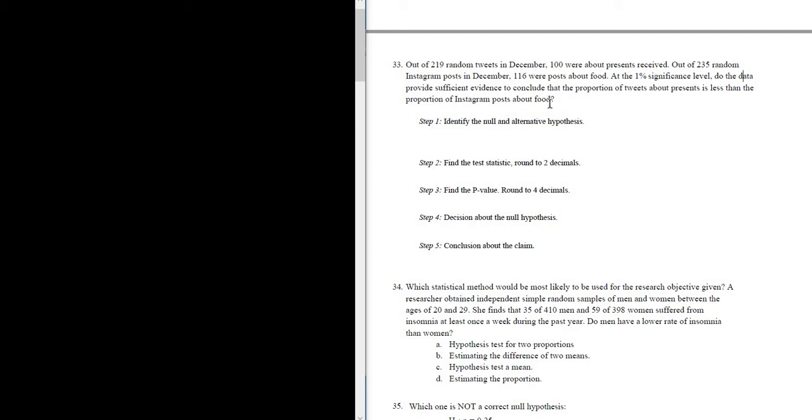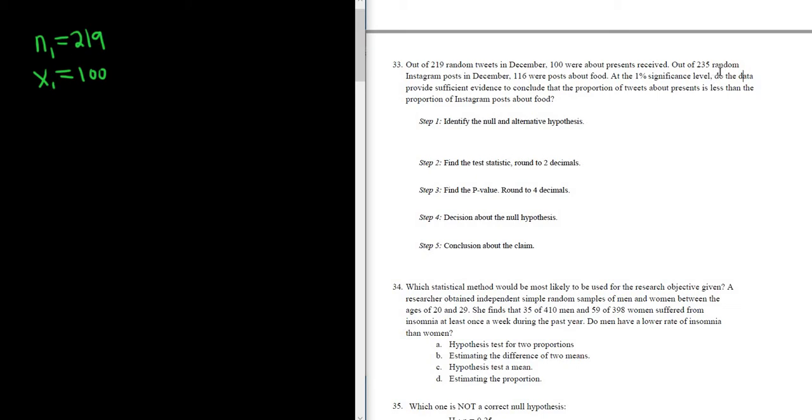So we're comparing two proportions. So this is a hypothesis test for two proportions. So we have two sets of data. Let's start with the tweets. So we have 219 random tweets. That'll be n sub 1. That's our first sample size. And 100 of them were about presents received. So that'll be success. So x1 is 100.